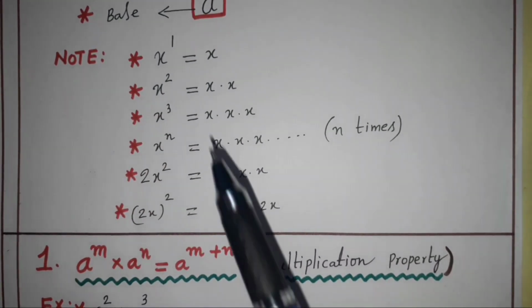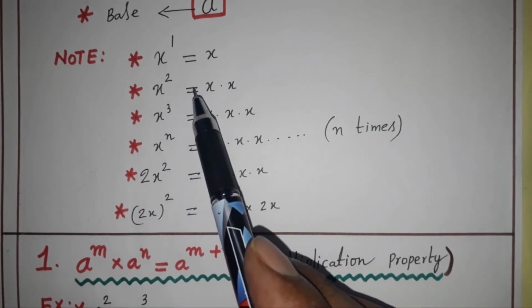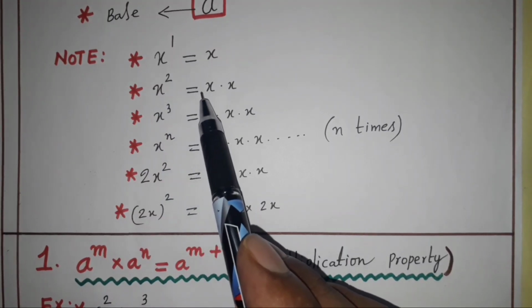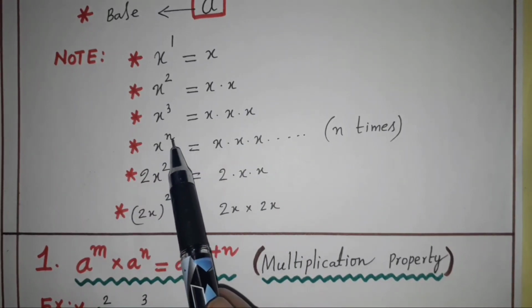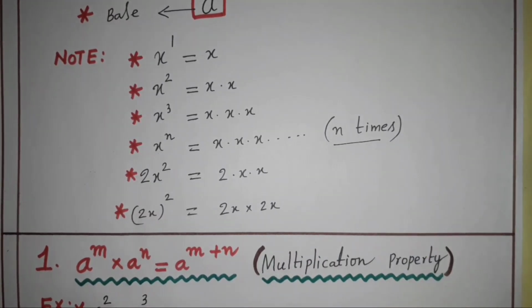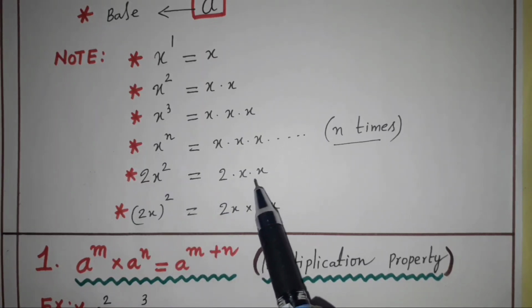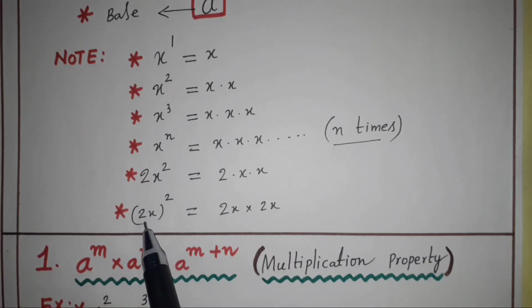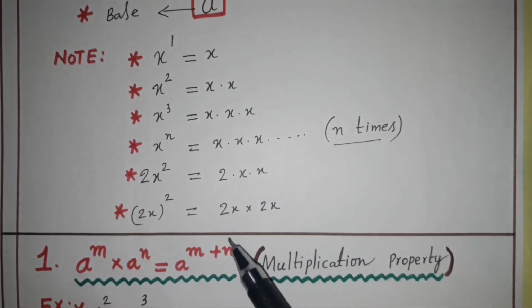Now you see some note points. x to the power of 1 is nothing but x. x square is x into x. x cube is x into x into x. x to the power of n is x into x into x and so on, n times, n factors. Also observe 2x whole square: 2x square, the bracket we read as whole, is nothing but total, 2x into 2x. These are all exponential forms and these are all product forms.